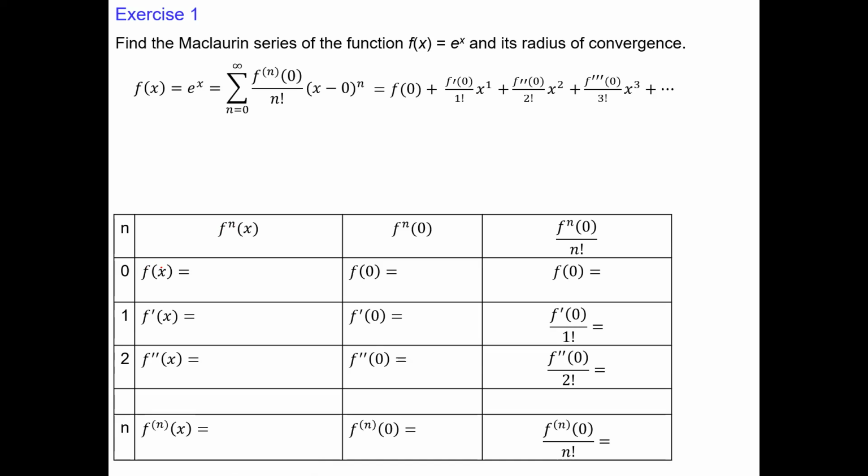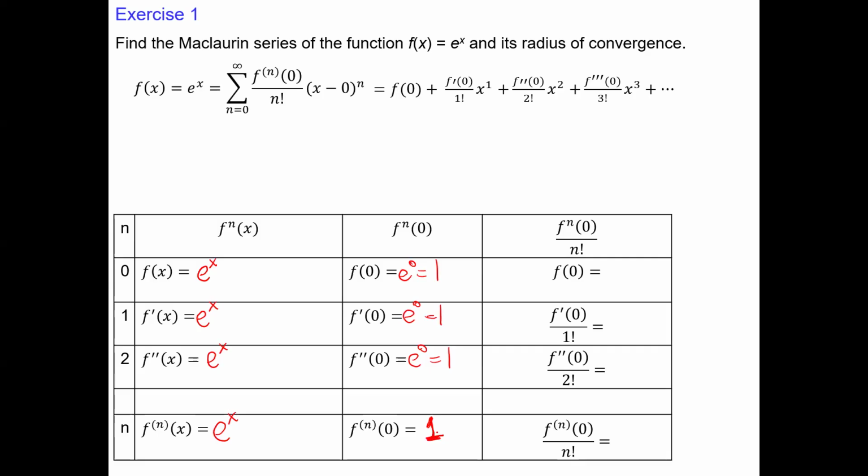That means f of x, and we can see the first column represents the derivative. 0 means just the function. The first derivative of the function is e to the x. Second derivative, third derivative, fourth derivative. This is a nice, easy example because the nth derivative of the function e to the x is e to the x. Now at 0, it will be 1. That means the nth derivative at 0 is 1.